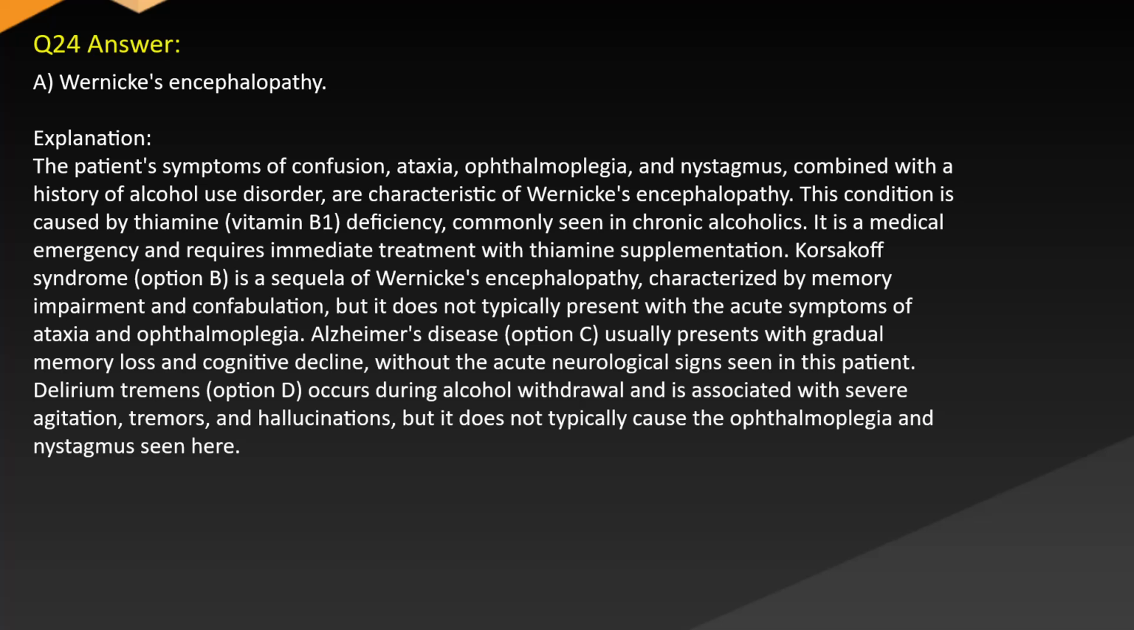Korsakoff syndrome, option B, is a sequela of Wernicke's encephalopathy, characterized by memory impairment and confabulation, but it does not typically present with the acute symptoms of ataxia and ophthalmoplegia. Alzheimer's disease, option C, usually presents with gradual memory loss and cognitive decline without the acute neurological signs seen in this patient. Delirium tremens, option D, occurs during alcohol withdrawal and is associated with severe agitation, tremors, and hallucinations, but it does not typically cause the ophthalmoplegia and nystagmus seen here.